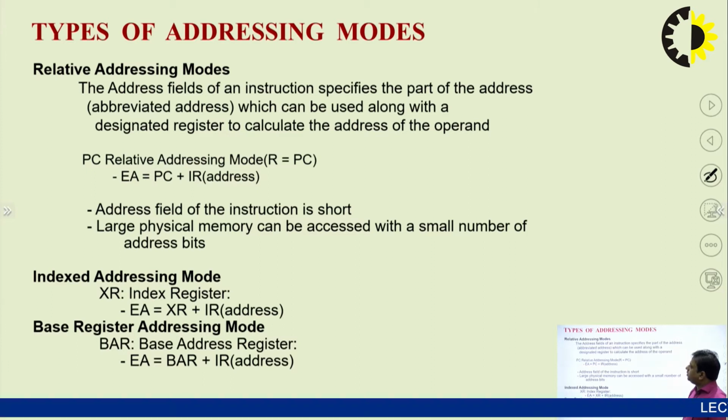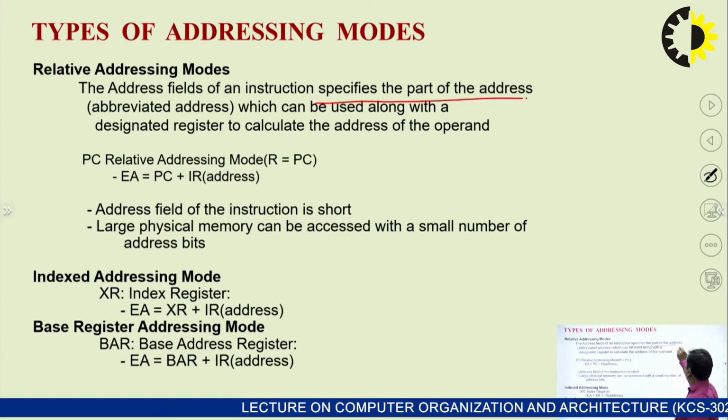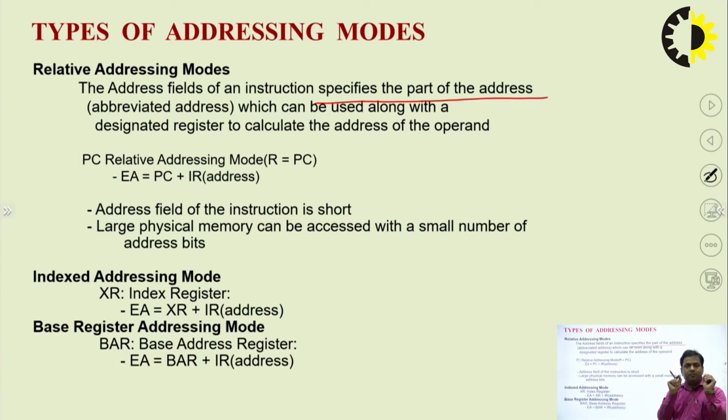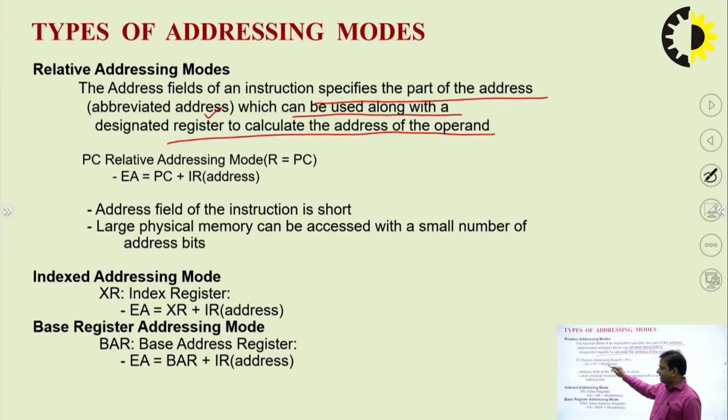Next is the relative addressing mode. The address field of an instruction specifies only a part of the address, which we call the abbreviated address. It is used along with a designated register to calculate the address of the operand, and that designated register is the program counter. To find the effective address in relative addressing mode, we add the value of the address field plus the value of the program counter.